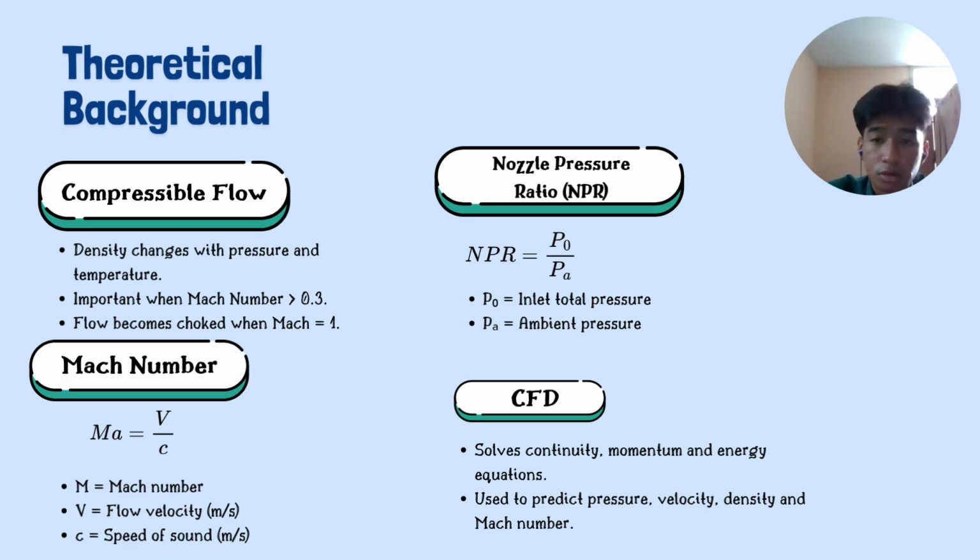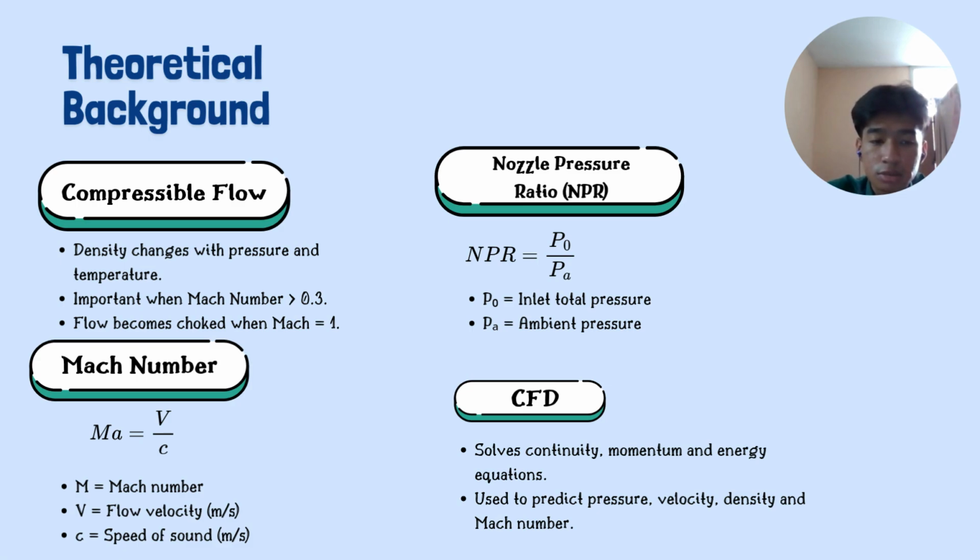For the theoretical background, first we start with compressible flow, where the density of air changes due to pressure and temperature variation. Compressibility becomes significant when the Mach number exceeds approximately 0.3. As the air accelerates through a convergent nozzle, the pressure decreases while the velocity increases. When the flow reaches Mach 1, it becomes choked, meaning the maximum mass flow rate has been reached.